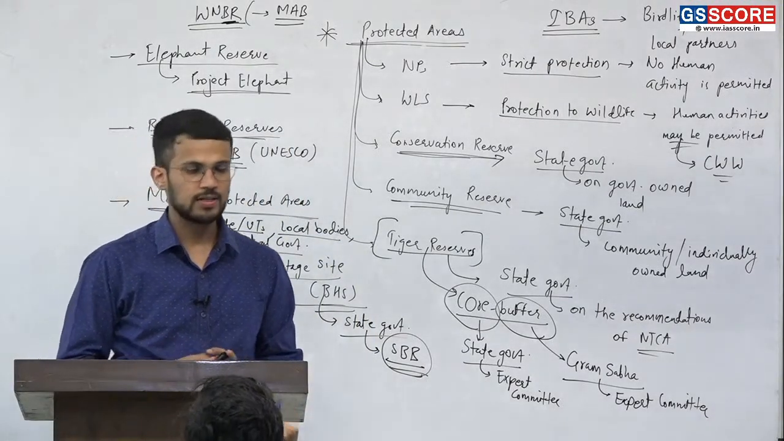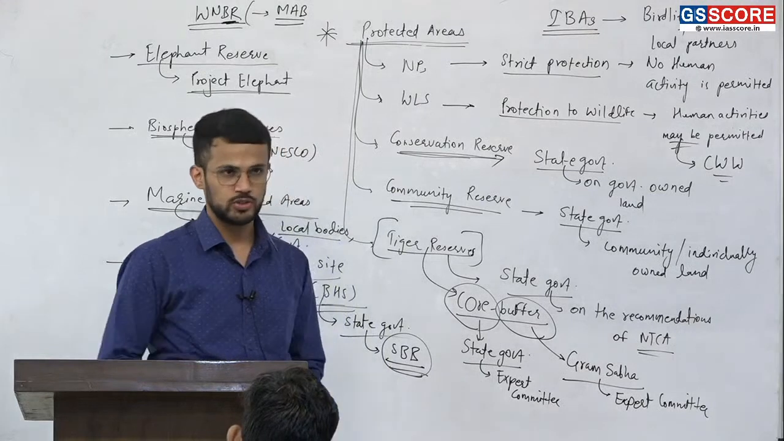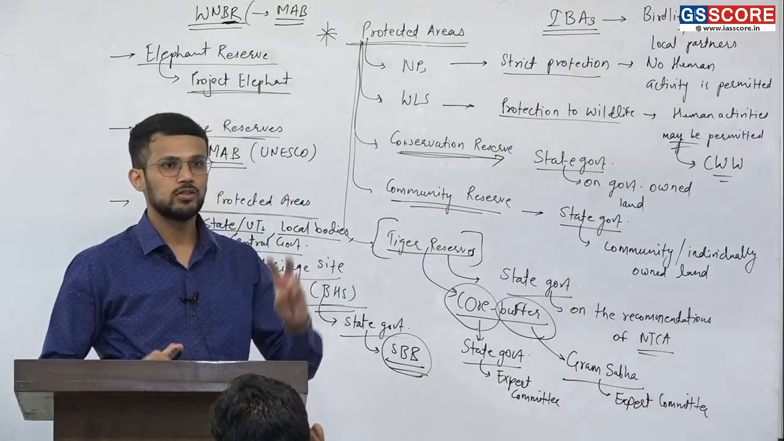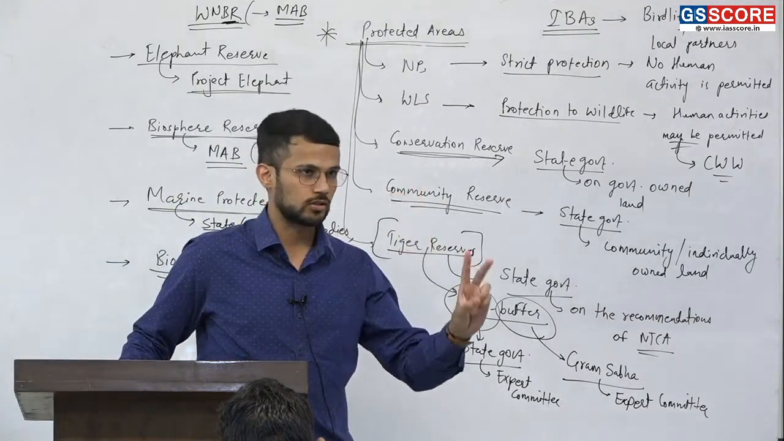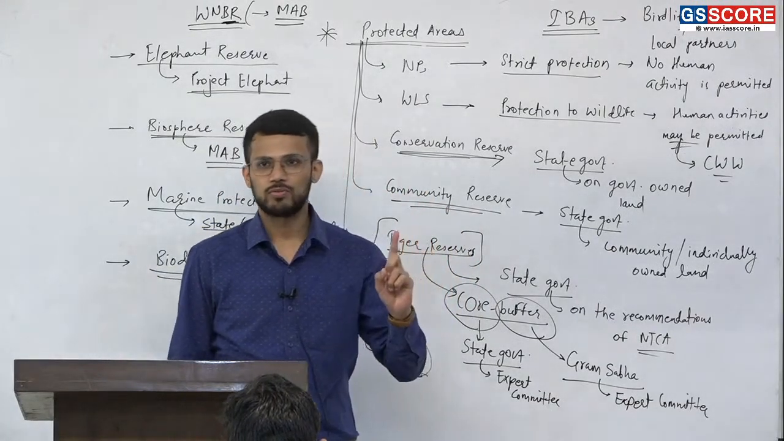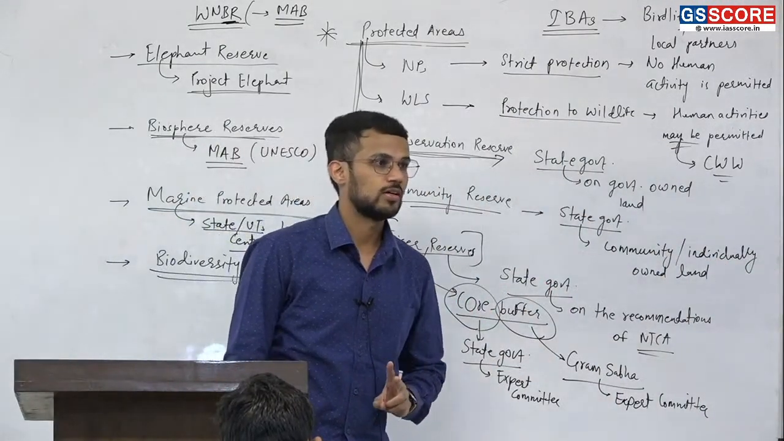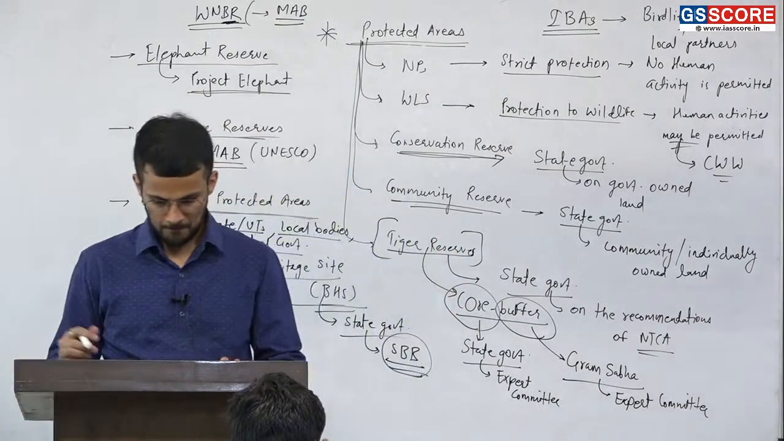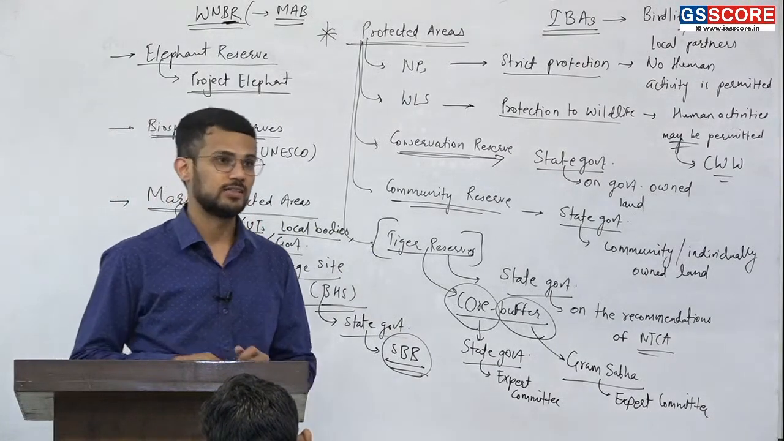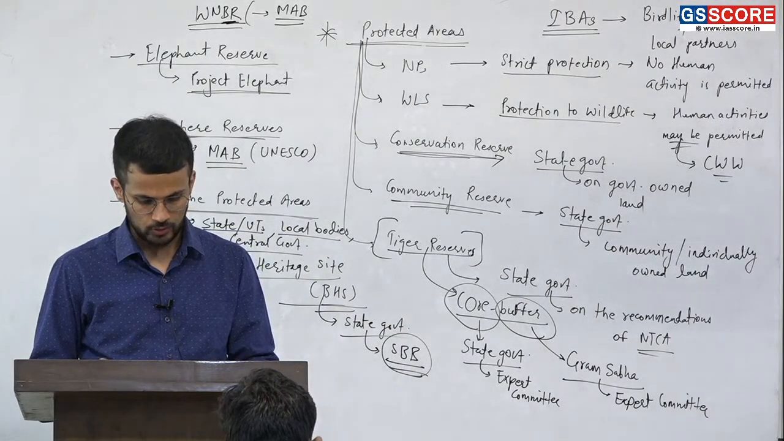Next is Keoladeo National Park, also called Bharatpur Bird Sanctuary. We have already discussed the important tags that it has got. First, it is a part of Ramsar list. Secondly, it is also a part of Montreux record, right? And one more, it is also a World Heritage Site. Fine, so we have already discussed Keoladeo.